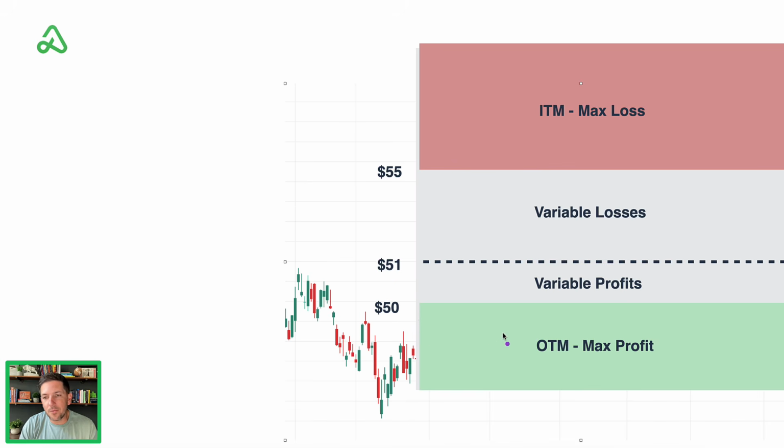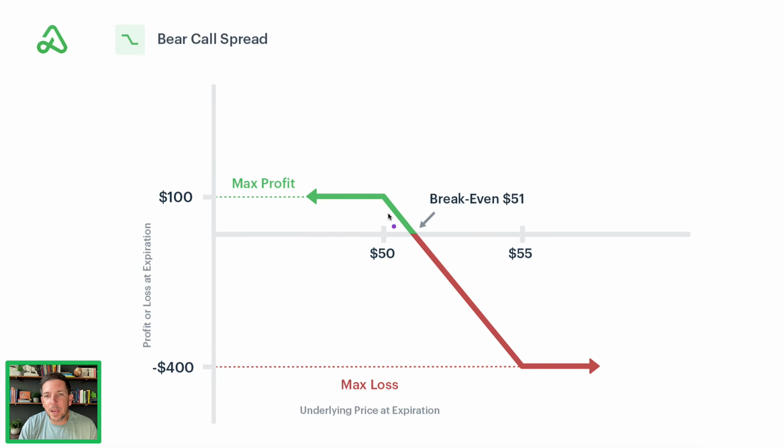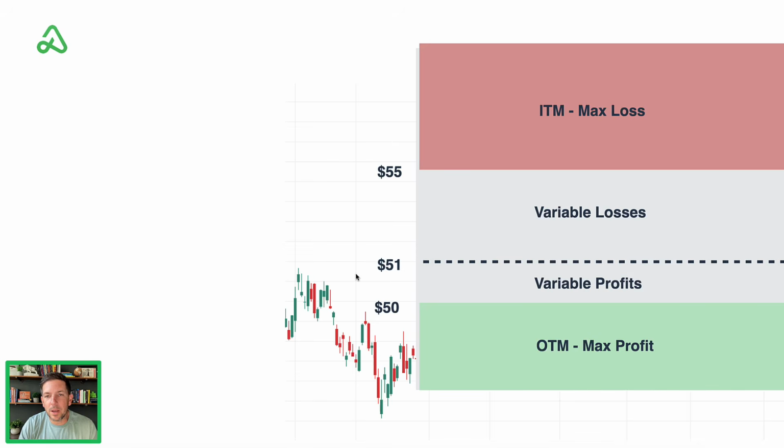If it does stay below 50, then the stock is going to end out of the money and you get max profit. If it goes above 50 to 51, you're in this variable profit zone. In this zone, you're starting to dwindle some of the premium that you collected because you did sell that call option at 50. So you're hoping the stock stays below 50, but because you collected a little bit of premium, you got this variable profit zone right in here. As long as it stays below that break-even at 51, you still overall make money on the trade.